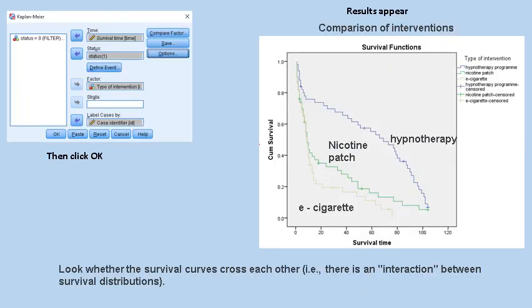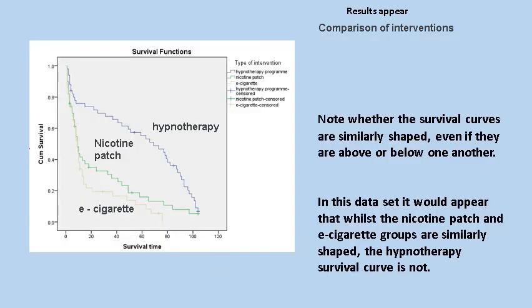Then results appear. Click OK, then results appear. So these are the survival functions for hypnotherapy, nicotine patch and e-cigarette. It shows survival time on the x-axis and cumulative survival on the y-axis. Look whether the survival curves cross each other. If survival curves cross each other, what is the meaning? There is interaction between survival distributions.